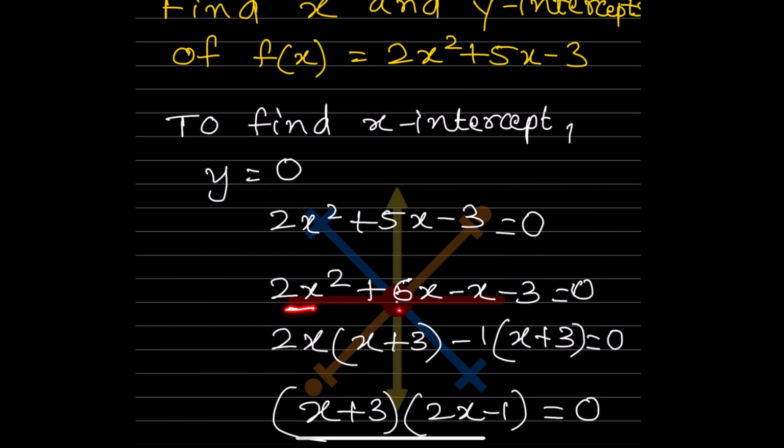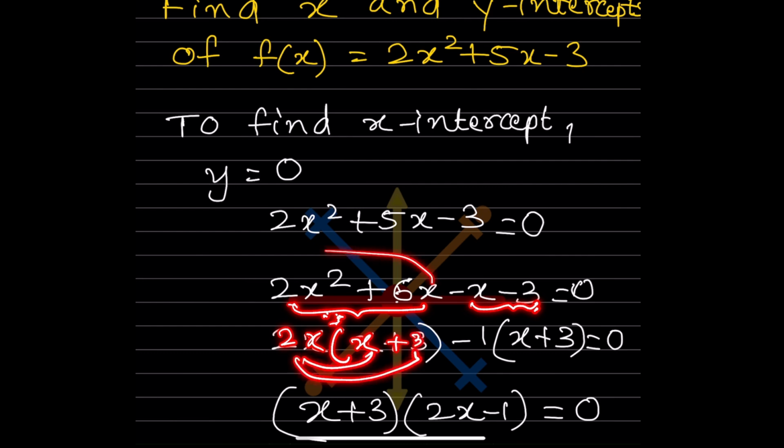Now what we can see, there are 4 terms here. So we'll make pairs. These two are going to be in one group, and these two are going to be in another. So from the first part, we can see 2x is common. So you will take 2x common. What remains is x plus 3. When you expand this one, you get the same as this one.